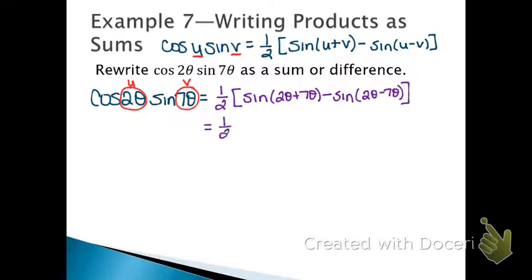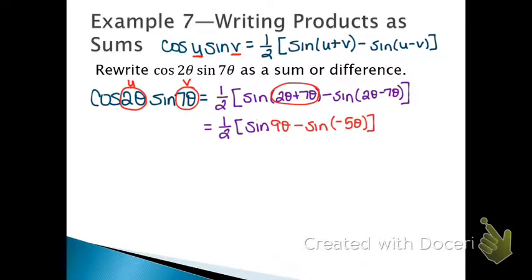All right, so 1/2 sine of, help me there, what is that? 9 theta minus sine of, it's a plus. Okay, yeah, the formula has a minus in it. Sine of -5 theta, right?